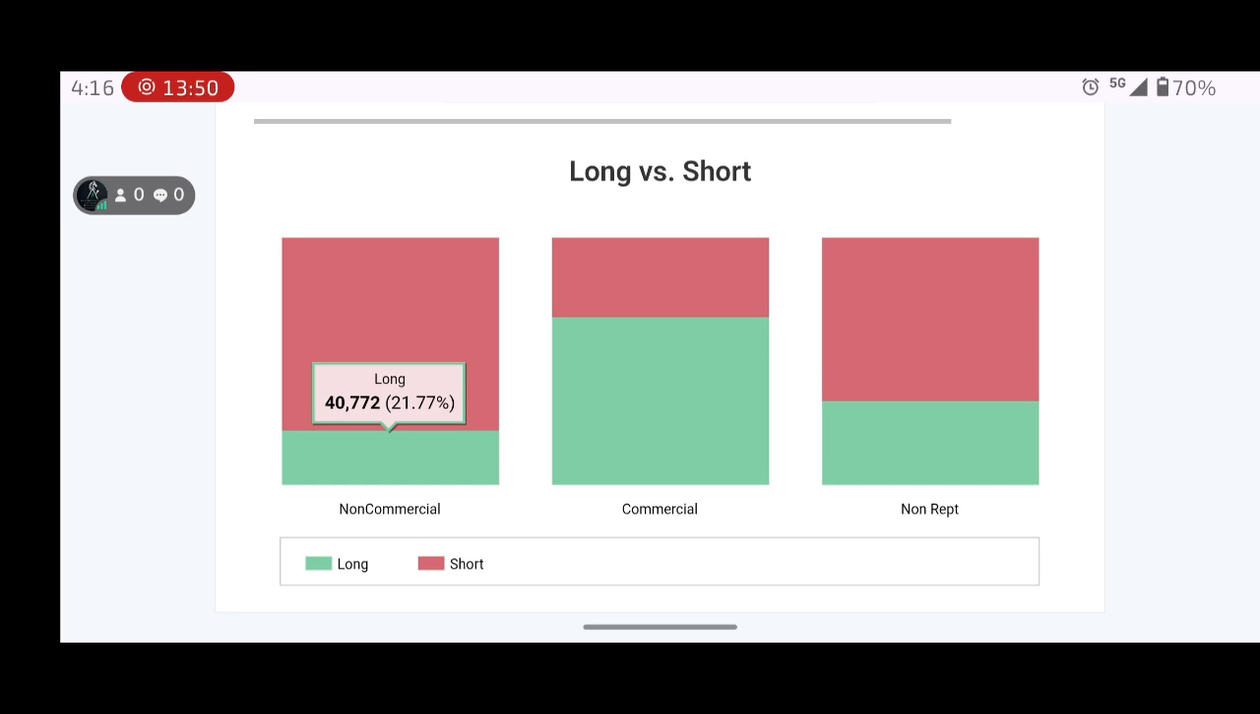Whatever strategy you are going to use, either this strategy or another strategy, you know that strategy won't work if you are going to buy.